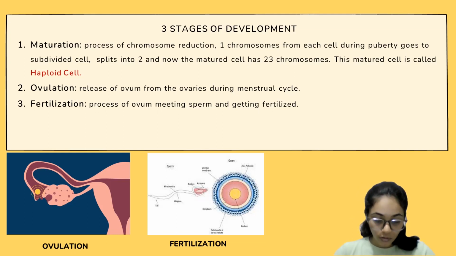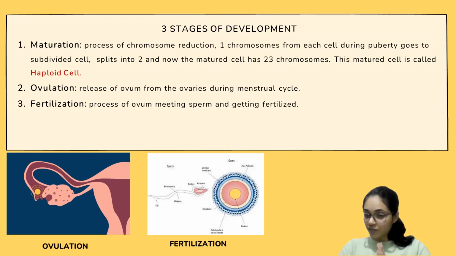Now, this whole process wherein the female and male bodies are becoming mature upon puberty is called maturation, if we look at it simply. Looking at it scientifically, it is a process of chromosome reduction wherein the chromosomes in each of the cells during puberty split into two, and it is now a matured cell that has 23 chromosomes. The matured cell is called a haploid cell. So this is a scientific explanation of it. On a simpler end, we look at how puberty affects our maturation.